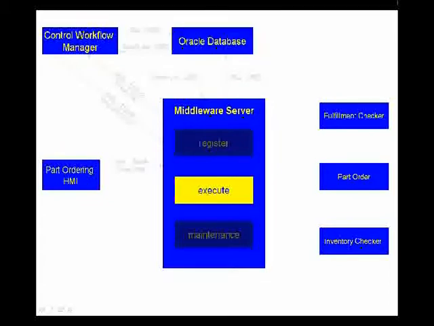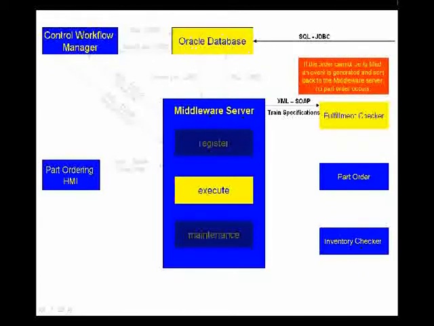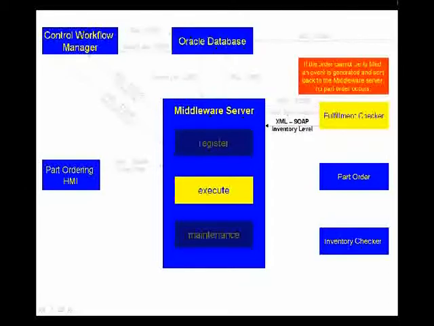Next, the middleware sends the order information to the fulfillment checker function. The module checks the inventory levels in the ASRS. If the inventory levels are below the requirements for the order, an error event is generated back through the middleware, which then terminates the order and notifies the HMI. If there are enough parts available for the current order, a generic acknowledgement is sent to the middleware server.